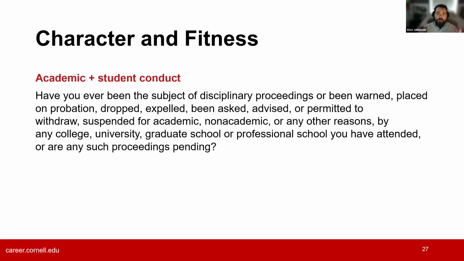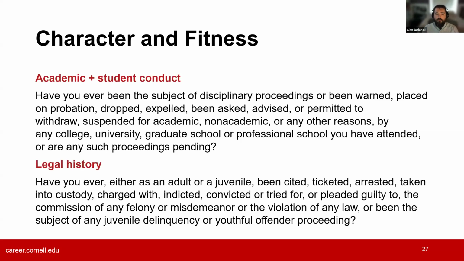Okay, so character and fitness is one section of questions you're going to get on the application form. And generally, there are two types of questions, three questions, but we can put academic and student conduct together. They're going to ask you these very searching questions about your conduct history, your academic honesty history, and your legal history, that is, your engagement with the legal system. You can see the way that these prompts are stated. I think I pulled these out of Cornell Law School. I should have cited it.